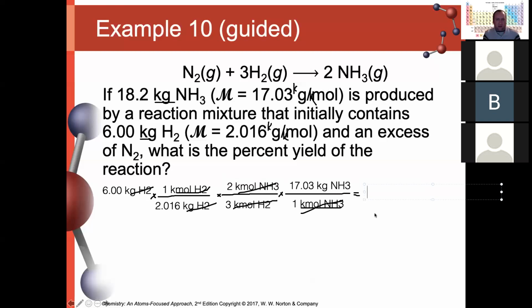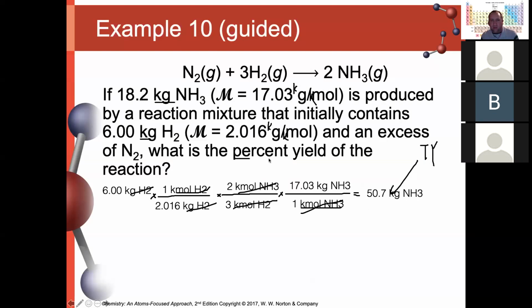So if I do the calculation, 6 times 2 times 17.03 divided by 2.016 divided by 3, to 3 significant figures, because that's what I started with with the 6 kilograms of hydrogen, I got 50.7 kilograms of ammonia. Now, since it was done via stoichiometry, this is our theoretical yield.